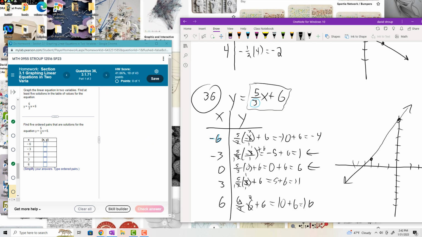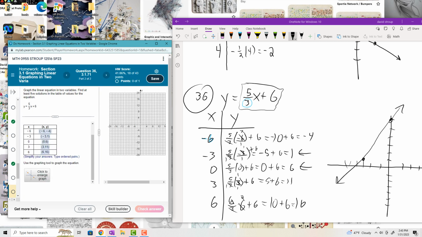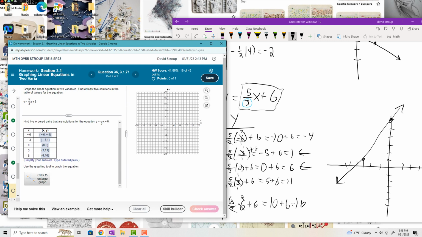Okay. And the software then, let's zip through and pop these all in. So -6, -4. -3, 1. 0, 6. 3, 11. 6, 16. Check those answers, and then plot the character.